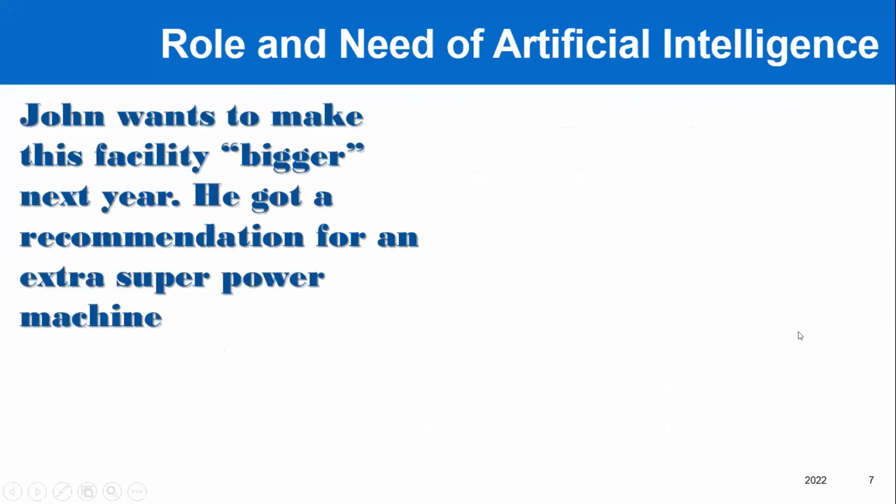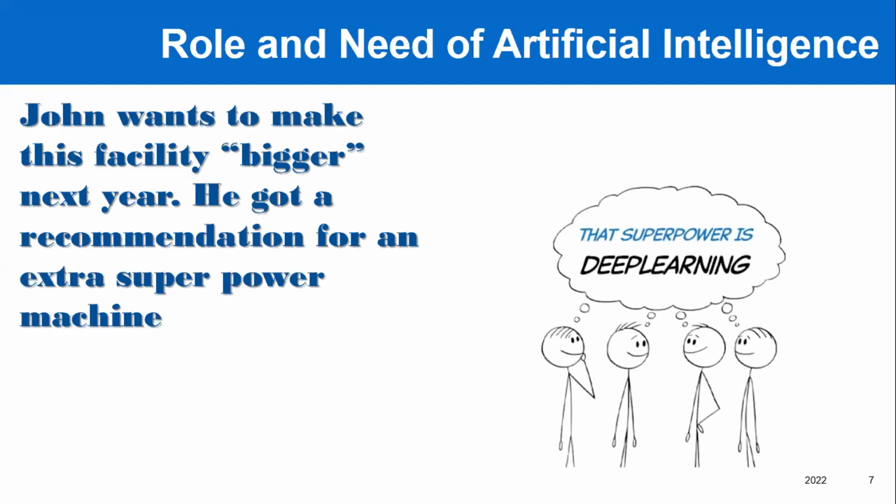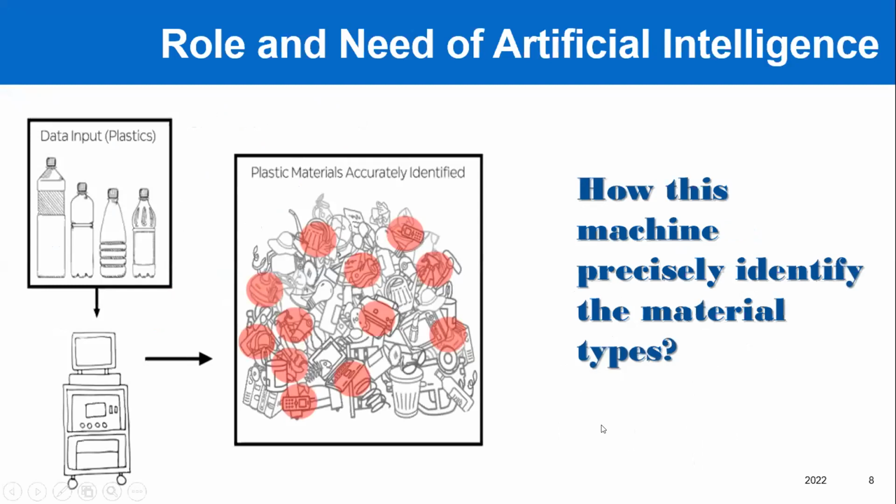Now John is very happy with this new machine, and he wants to take this facility to the next level. That is, he wants to make the facility bigger next year. So he got a recommendation from his engineer: we can have a machine with an extra superpower to handle massive amounts of materials. And what is that superpower called? That superpower is nothing but deep learning. How are we going to apply deep learning to this AI powered machine? That is the next question we'll have.